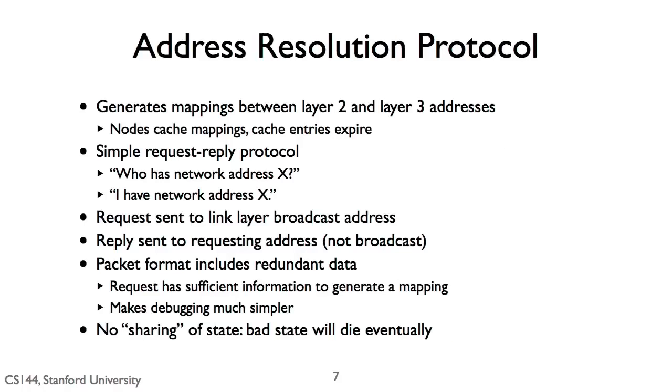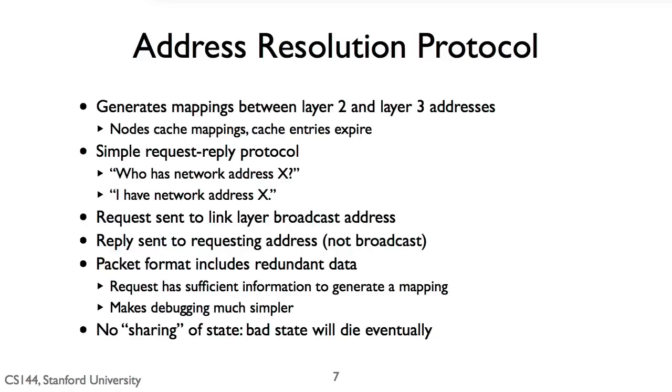ARP is a simple request reply protocol. Every node keeps a cache of mappings from IP addresses on its network to link layer addresses. If a node needs to send a packet to an IP address it doesn't have a mapping for, it sends a request. Who has network address X? The node that has network address X responds saying, I have network address X. The response includes the link layer address. On receiving the response, the requester can generate the mapping and send the packet.